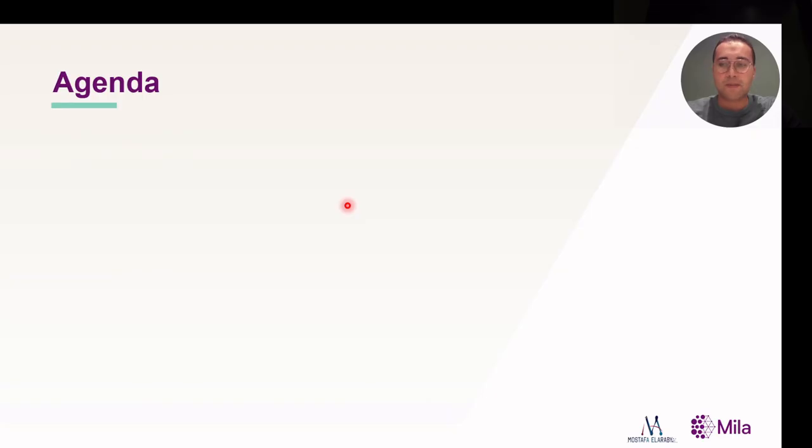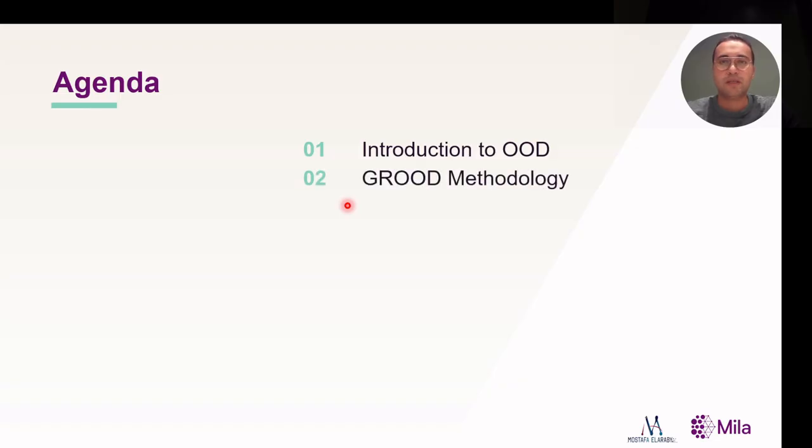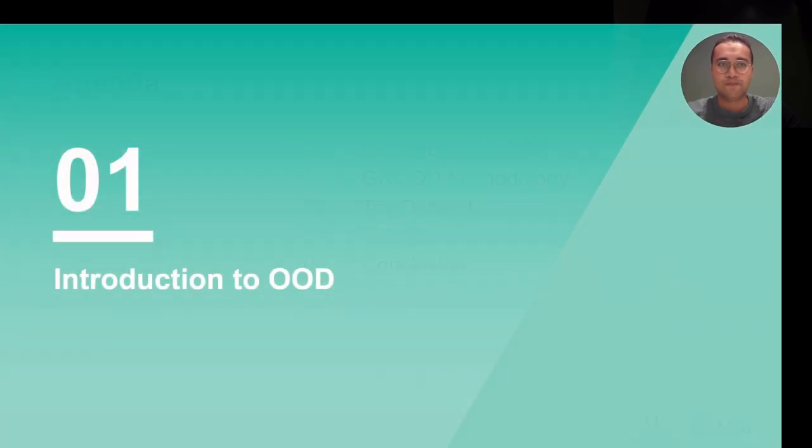Now let's start to talk about the agenda. So first I will introduce the problem of out of distribution detection, then I will talk about GROOD, and then we'll show a toy dataset showing the dynamics of GROOD, then the main results, and the conclusion.